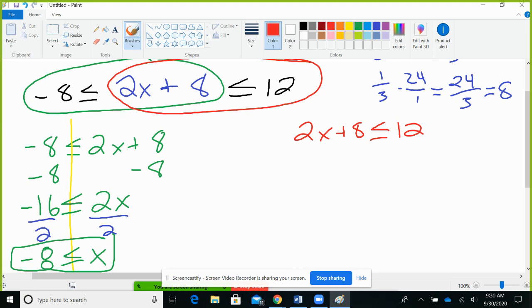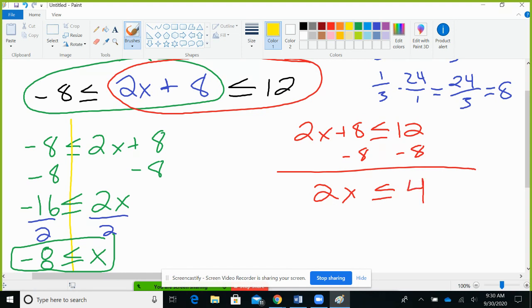All right, Canyon, moving over to the next one, the red one. 2x plus 8 is less than or equal to 12. What do I do? -8 on both sides. 2x is less than or equal to 4. Next step, Bree. Divide by 2. What color? Let's do blue. So I get x is less than or equal to 2.